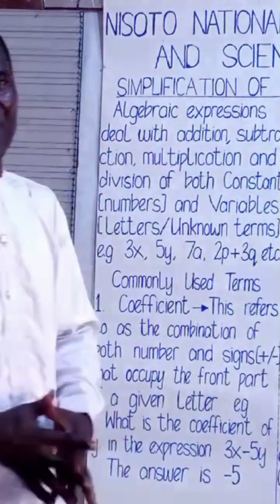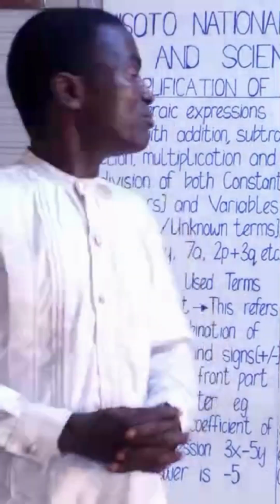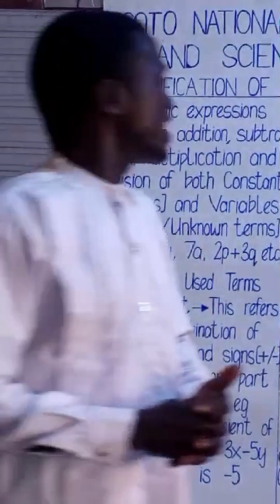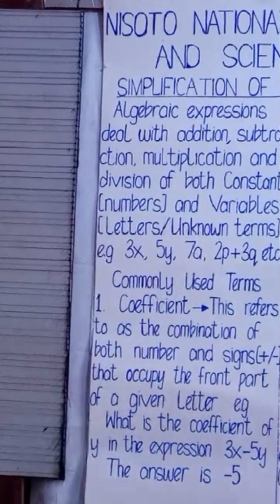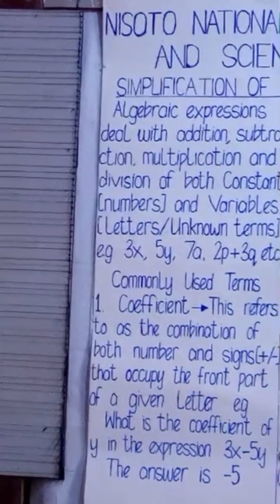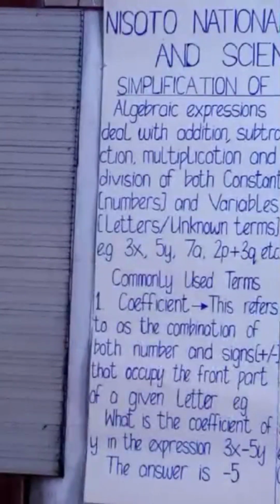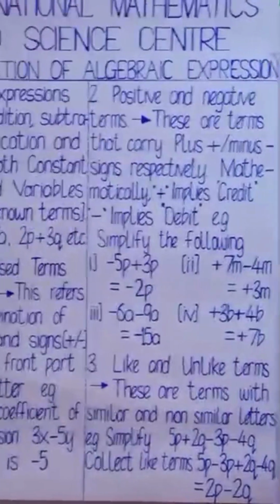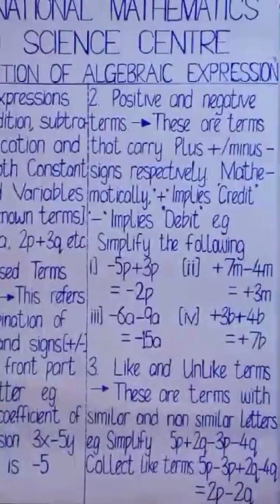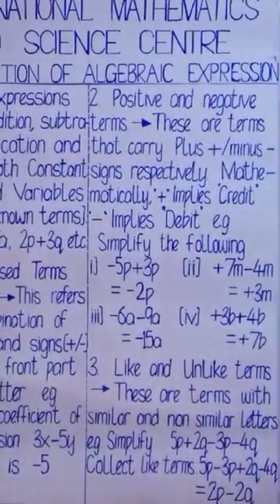Then we quickly proceed. Last time we discussed the positive and negative terms. Last class I told us that positive terms implies plus, while negative terms implies minus. And mathematically, positive term means something very important. Mathematically, positive terms implies credit.